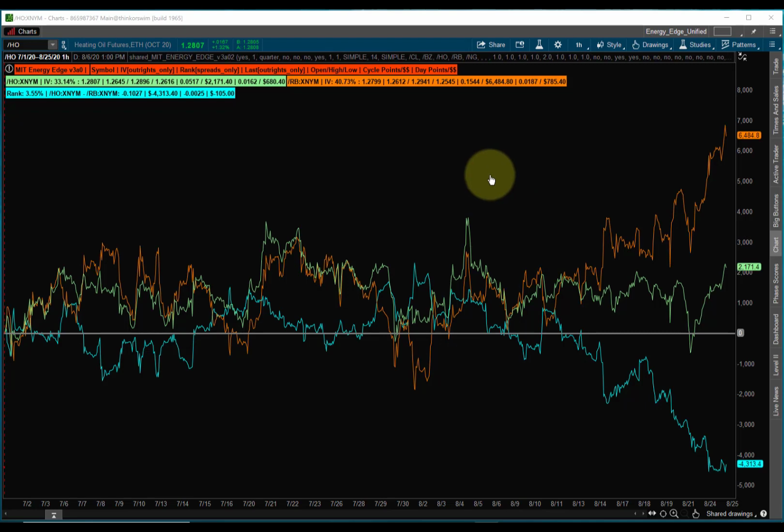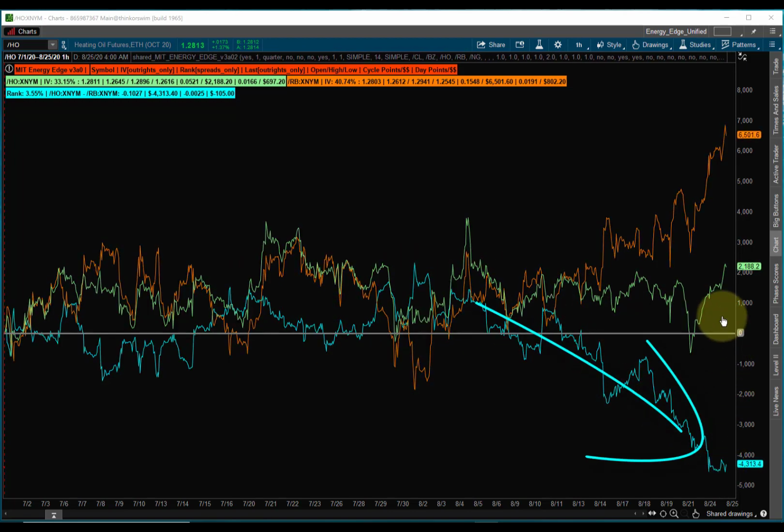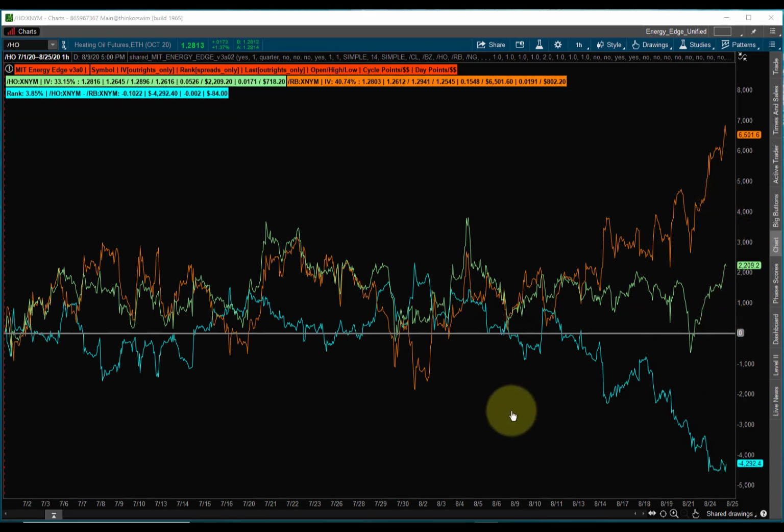Three correlated lines, light blue, green, orange, all moving in and out of one another. And all of a sudden the blue breaks down relative to the green, relative to the orange. Keep it simple. What we're looking at is just RBOB gasoline, heating oil, and then this is a spread between heating oil and RBOB gasoline.